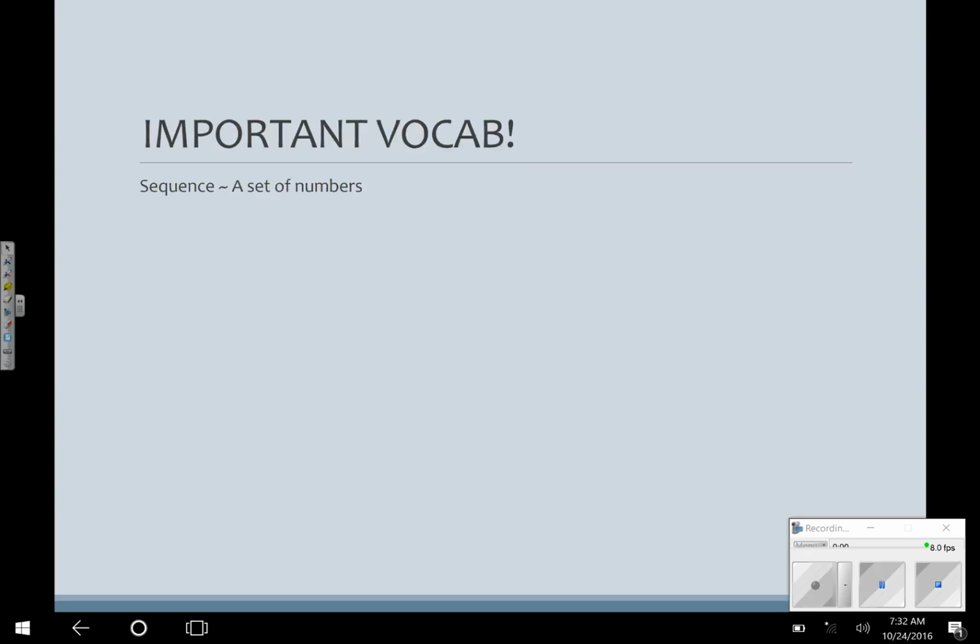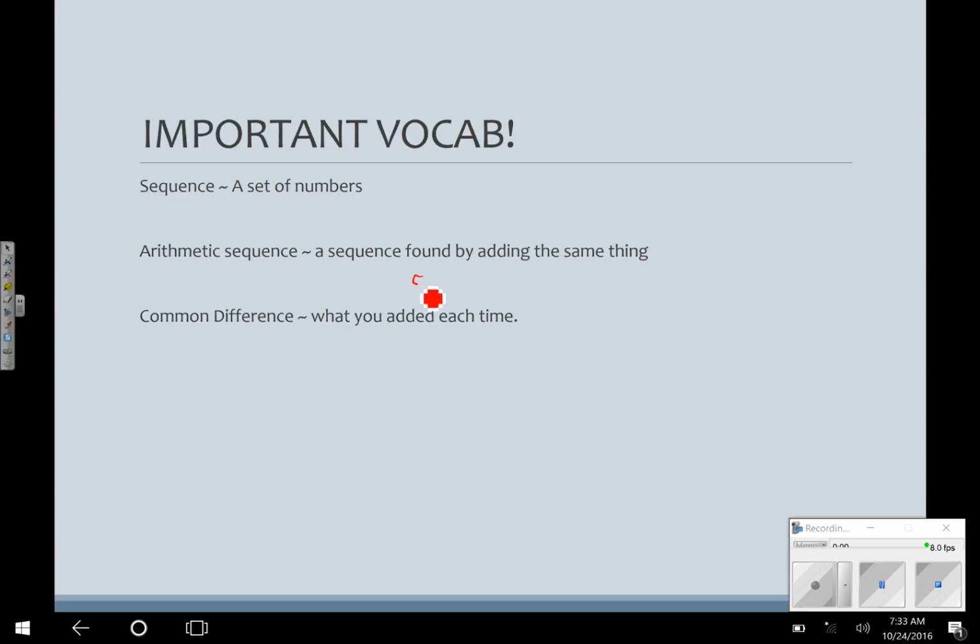The first is the sequence, which is just a set of numbers. We have an arithmetic sequence. This is a sequence found by adding the same thing each time. And the common difference is what you added each time. So something like 5, 10, 15, 20, and so on would be arithmetic because we're adding each time. Something like 2, 4, 8, 16 would not because we're doubling.